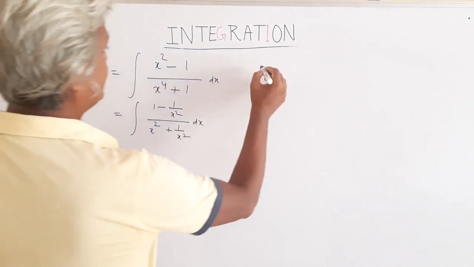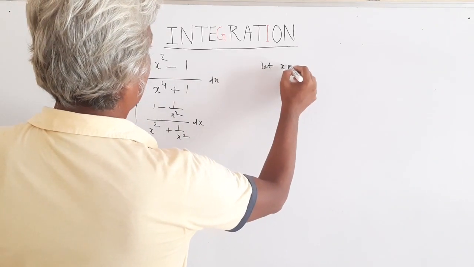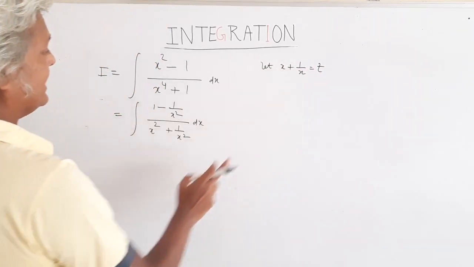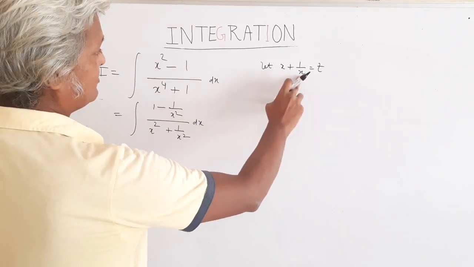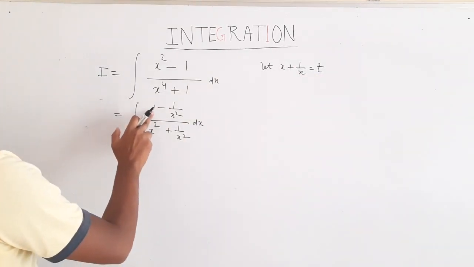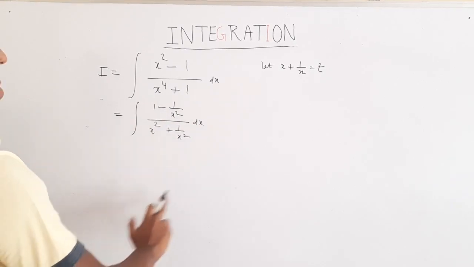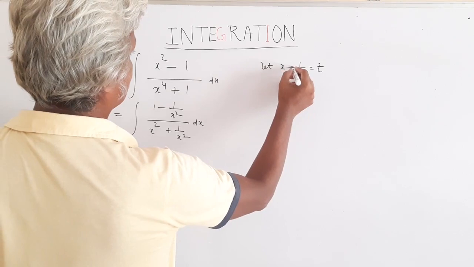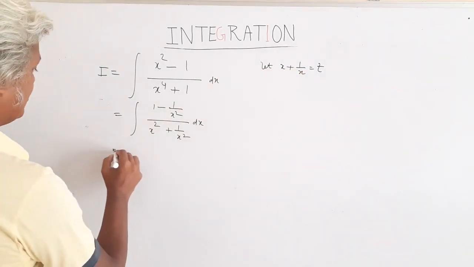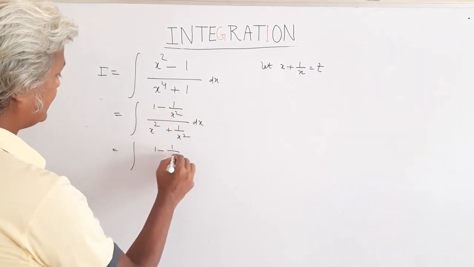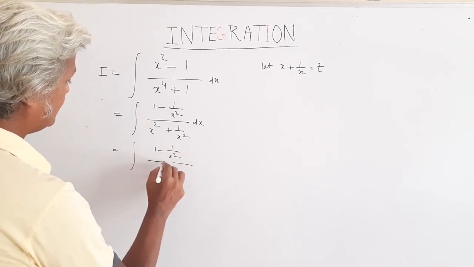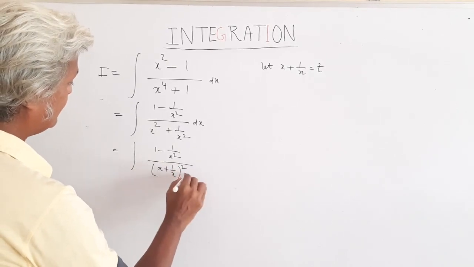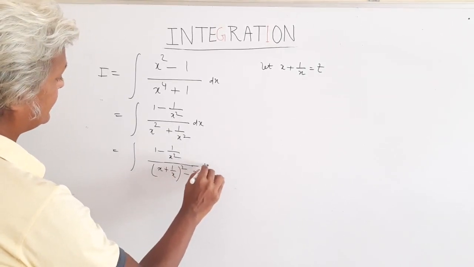Now if we substitute x plus 1 by x as t, why x plus 1 by x again? Because on differentiation x plus 1 over x gives you (1 minus 1 over x square) dx. If you take it as minus, you will get 1 plus. Since we have 1 minus, that's why we are going for this. So this form I'll convert as (1 minus 1 over x square) upon ((x plus 1 by x) whole square minus 2) dx.